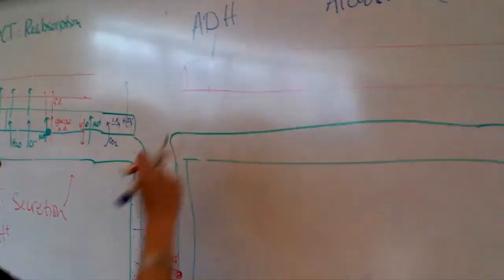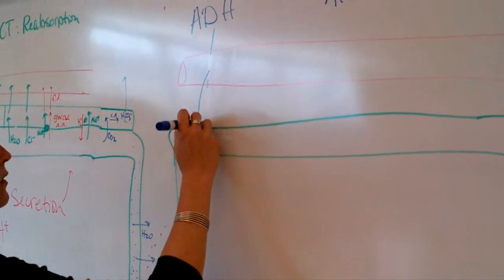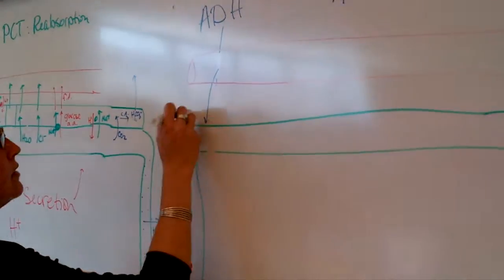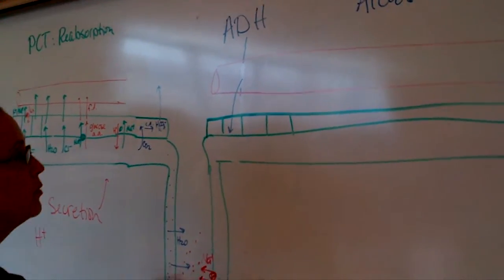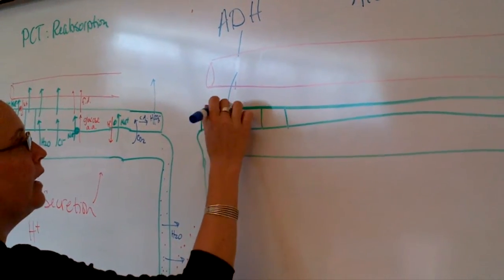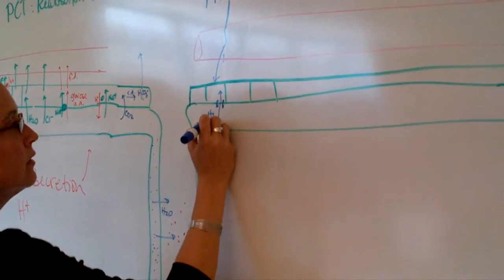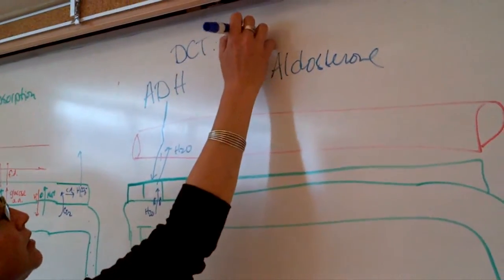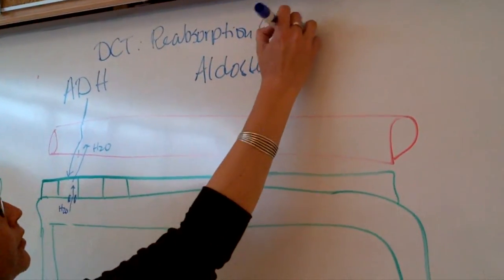Aquaporins. Okay, good. So that's going to be water retention. If we draw the cells again, that's going to cause the insertion of the aquaporins. So this is ADH in the blood, and that causes water to come up out of there. Reabsorption. Okay, so DCT reabsorption of water, and we're going to have another reabsorption.